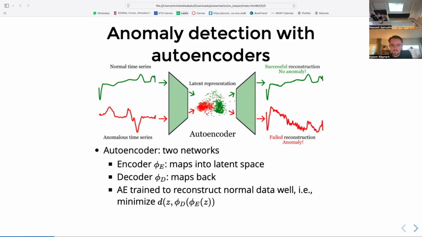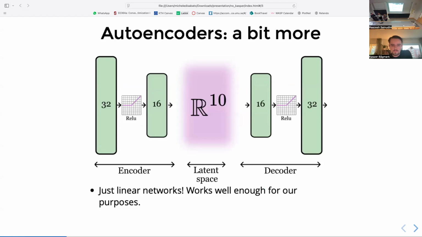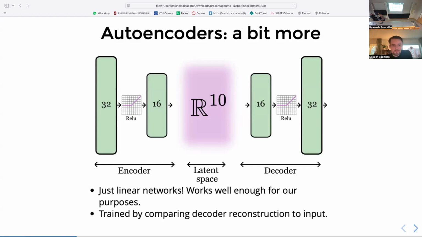The autoencoders we use, these neural networks, in the context of this project, you can make very fancy autoencoders, but ours aren't really very fancy. They are just linear networks, simple networks, not that deep, not that large. They map into a 10-dimensional latent space. So nothing really fancy, but it works well enough for our purposes. And as I said, we train this by comparing the decoder output and the input structure. And this worked rather well.